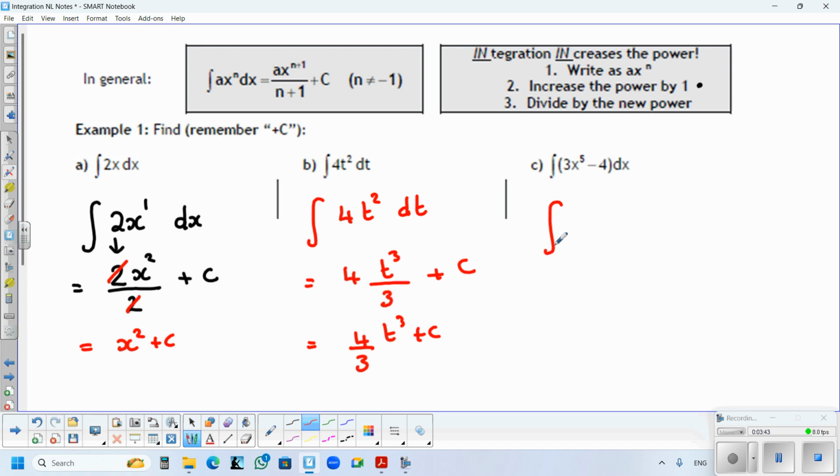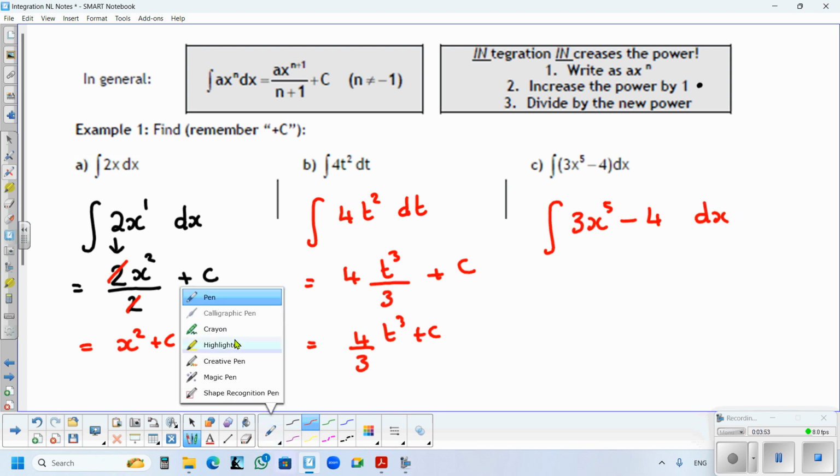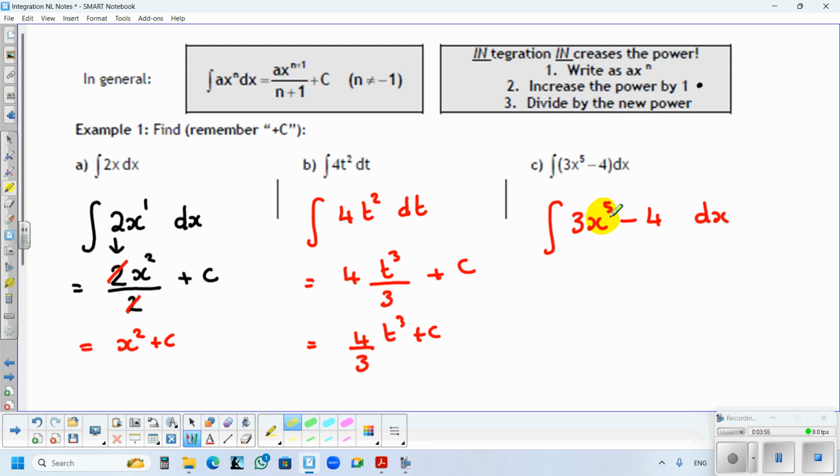This one here works just the same as your differentiation. You can have more than one term in a string. So we've got 3x to the power of 5 minus 4, and we've got dx there, which means I'm doing the x's. So when I'm doing the x's, the only important bits are if we've got x's. Our rule is add on 1 to the power, divide by the new power. That 3 stays where it is, so I'll write it down. Increase the power, so that 5 becomes 6, and I'll divide by the new power, divide by 6. Then I've got a minus sign.